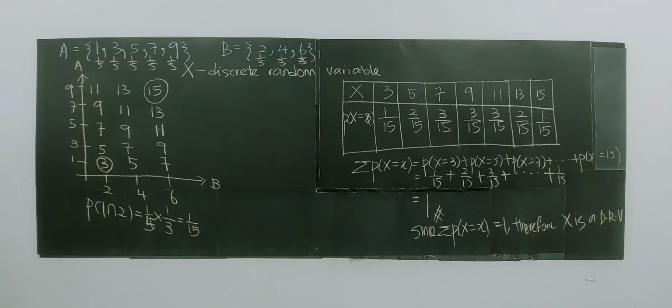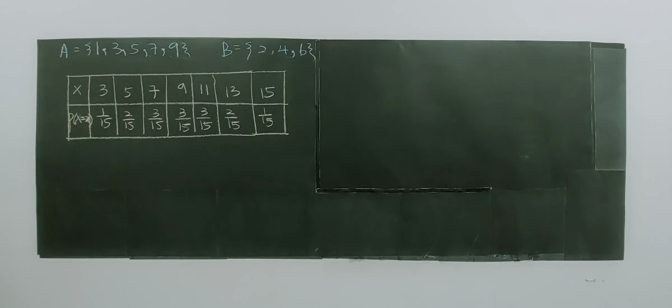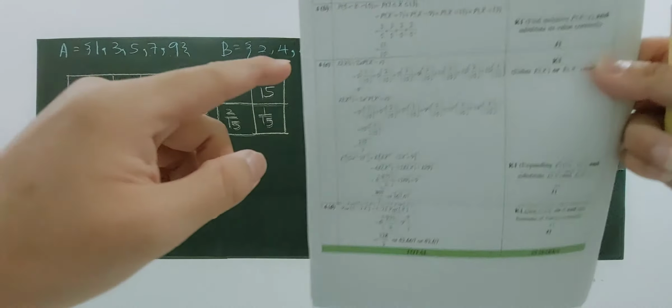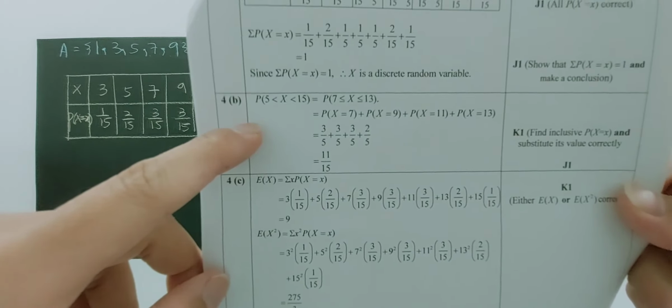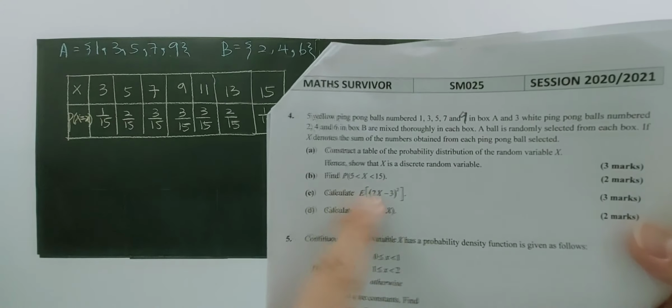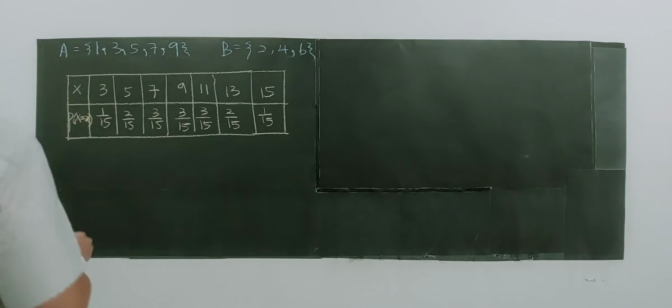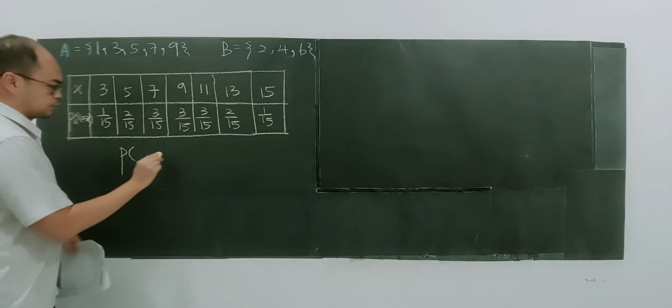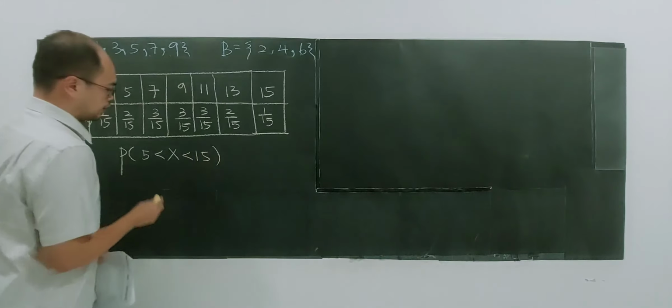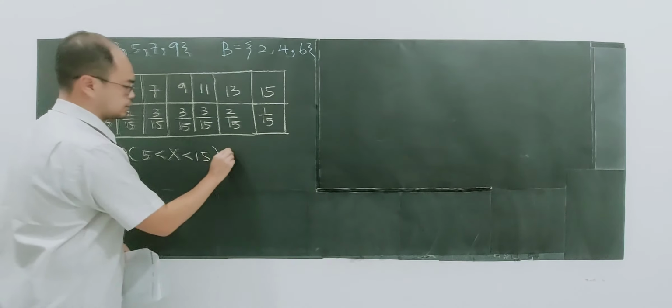So later on, let's look at part B. I have rewritten the table in this form. Now the question is asking us to find the probability that x is between 5 and 15. So the probability of x is between 5 and 15. X is a discrete random variable.